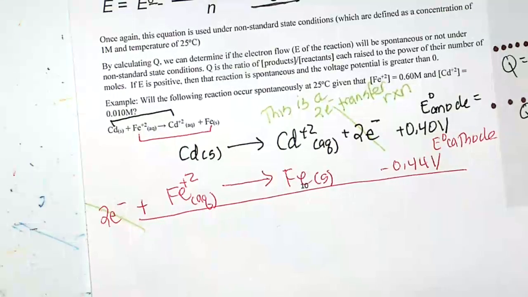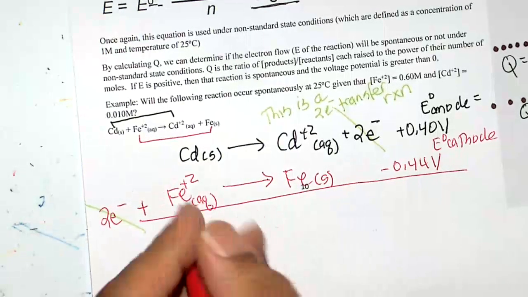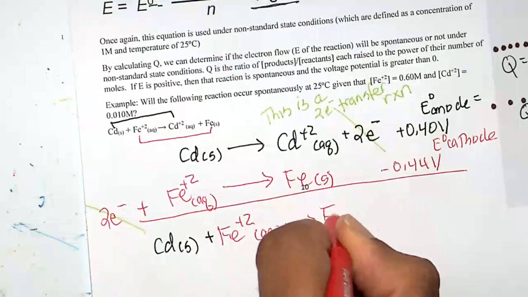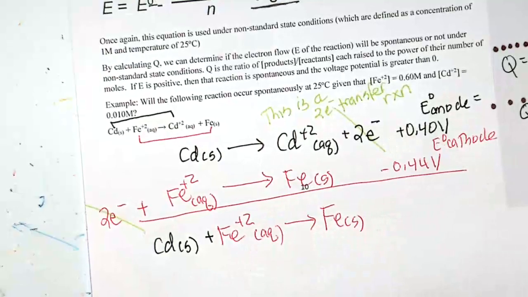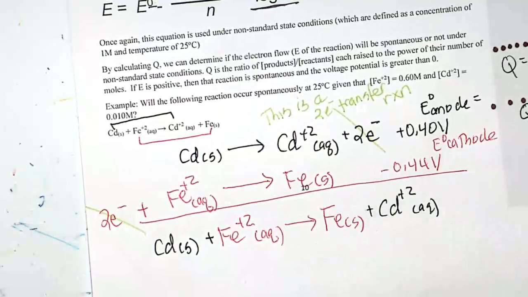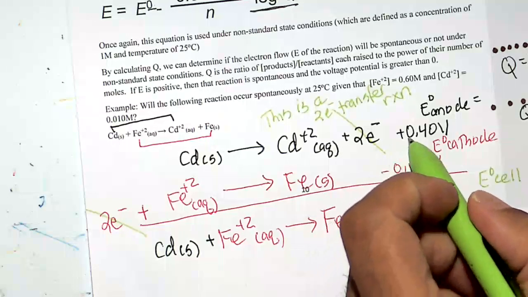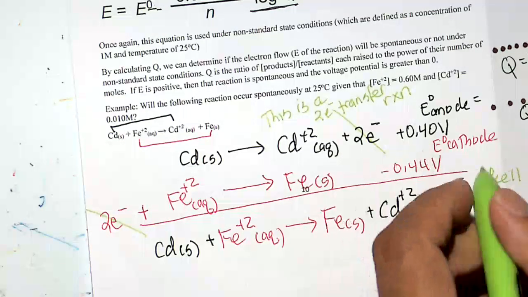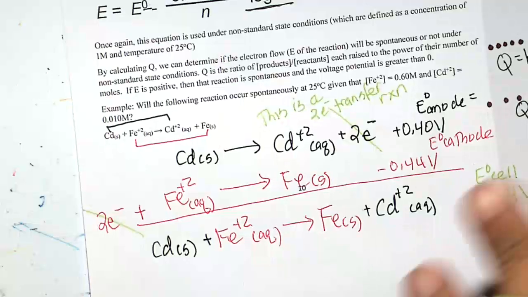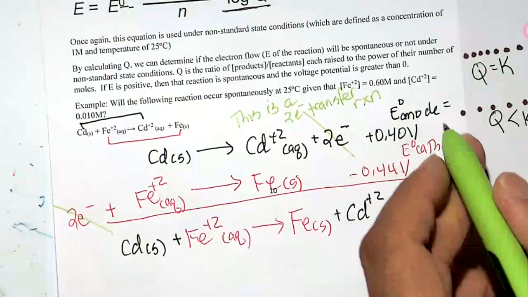Very good. So our net is going to be cadmium solid plus iron 2+ aqueous, going to iron solid plus cadmium 2+ aqueous. We'll call this E cell, and E cell is going to be 0.40 minus 0.44, which is minus 0.04 volts. So this is E cell at standard state.